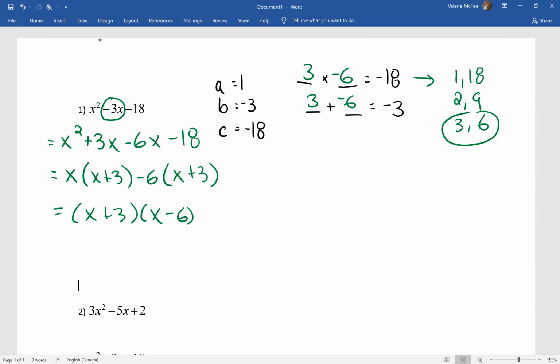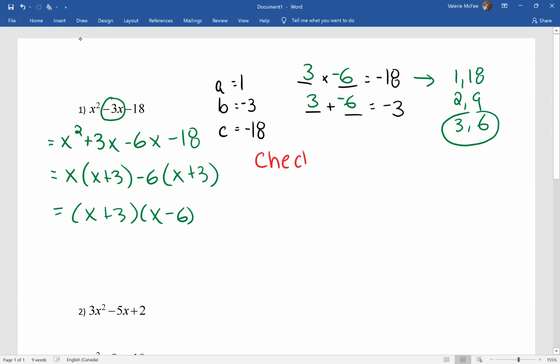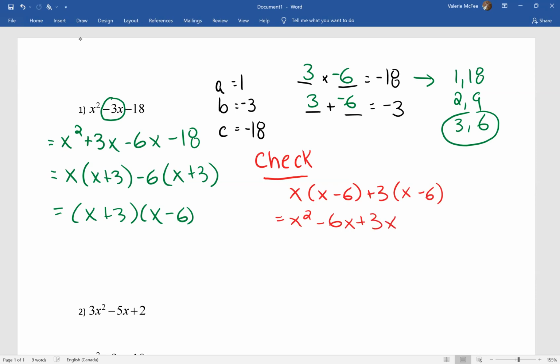I'm not going to check our answer every time, but let's do it this time. If you are checking, make sure you tell me that so I know that you don't think this is part of the process. It's just a check. So we have x times the second bracket plus 3 times the second bracket. And we see that this product matches what we started with.